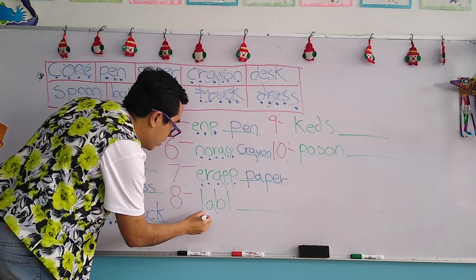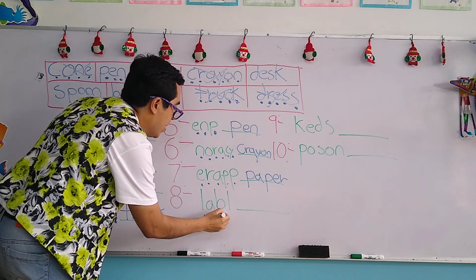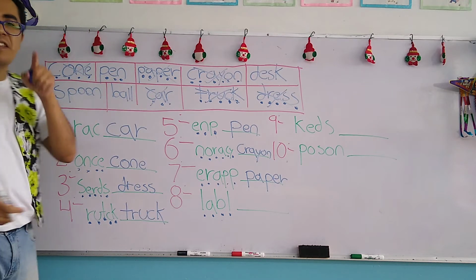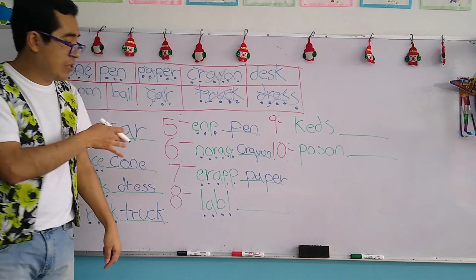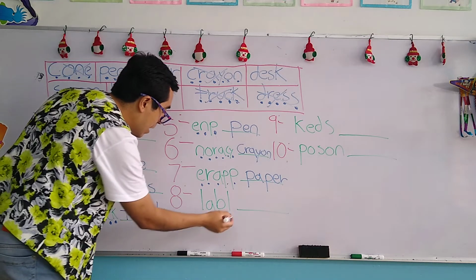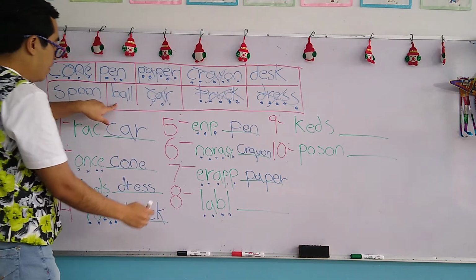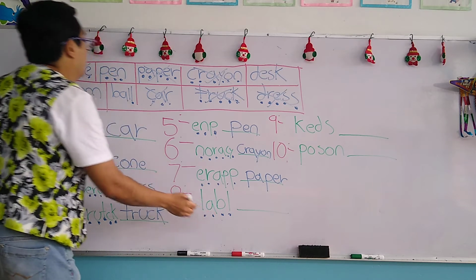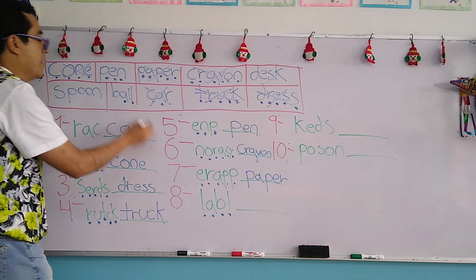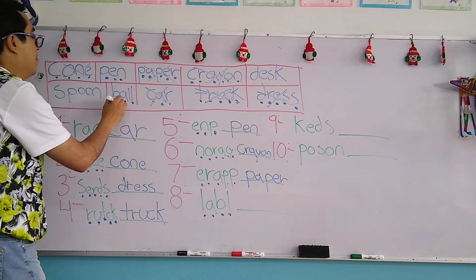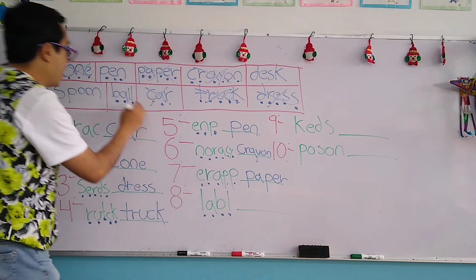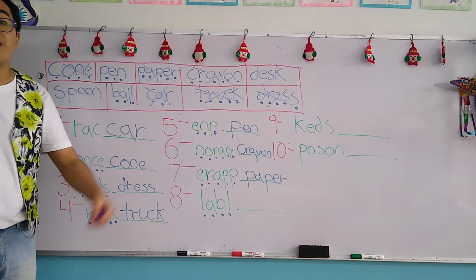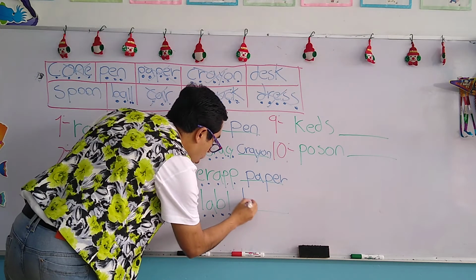We have 1, 2, 3, and 4 letters. I think it's this one because it has 2 L's. 1 L, 2 L's. The first letter is an L. The second letter is an A. The third letter is a B. And again, another L. So this is it. This is the correct order. The word is ball.